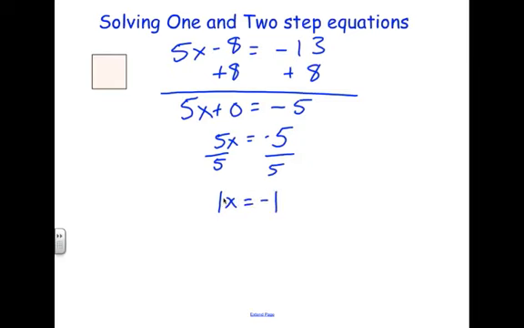Now remember, 1 times any number is just that number, so we can simplify that as x equals negative 1, and there is our answer. x is equal to negative 1. Now, is that correct? That seems like a strange number based on our original equation. Well, if we take x and put it into the original equation, 5 times negative 1 is negative 5. Negative 5 minus 8 is negative 13. It's exactly what we had to start up here, so we know that we did that process correctly.